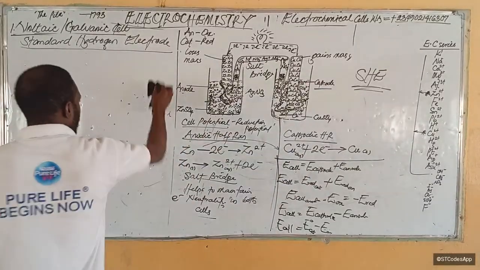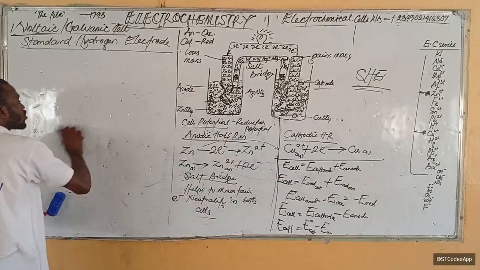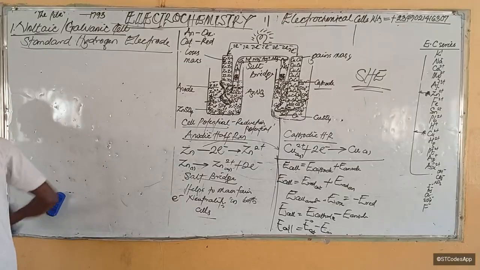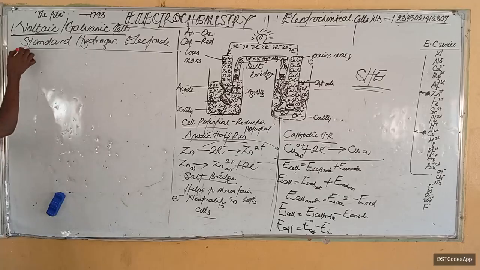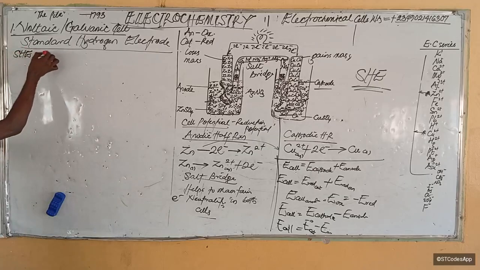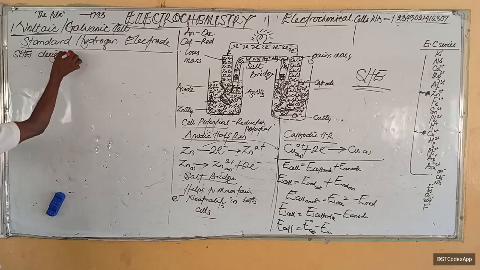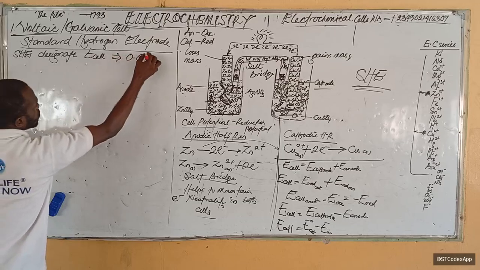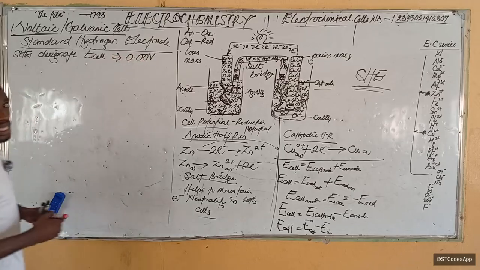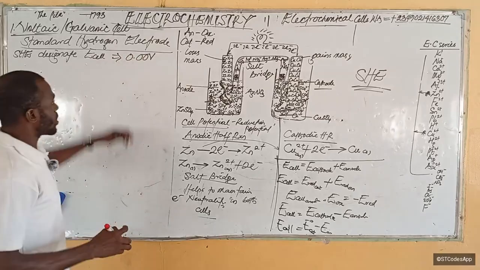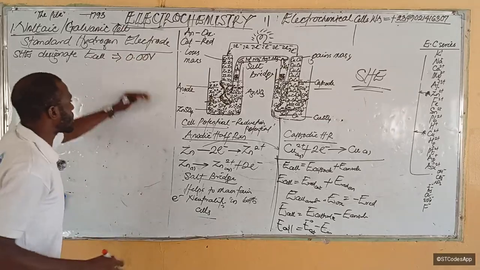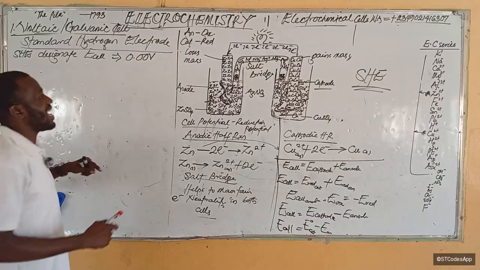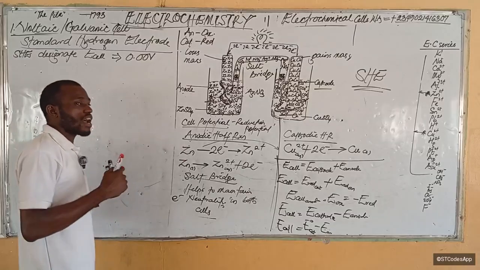The standard hydrogen electrode is designated an E cell of 0.00 volts, given to 2 decimal places. Now what that means is that when you compare any other electrode with it, the value will be the recorded value.